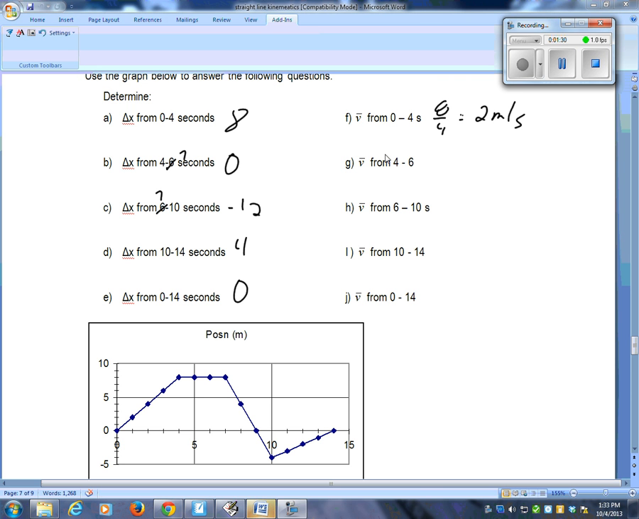So now the average velocity from 4 to 6, in this case, it's going to work out because it's going to be 0 divided by, whether it's 2 or 3, it's still going to be a big fat 0, exactly.